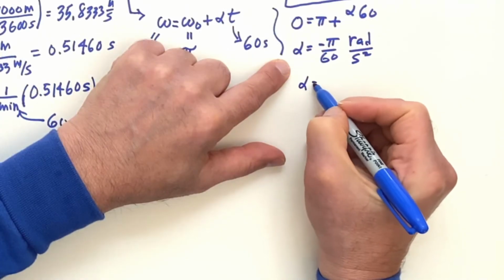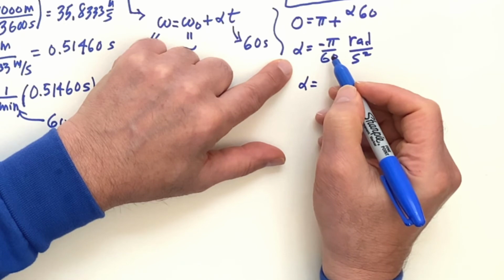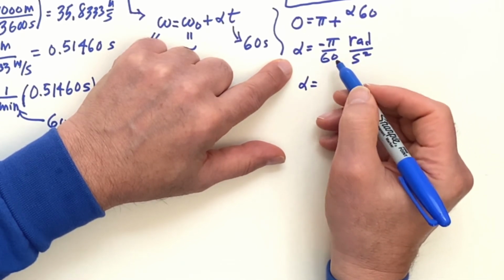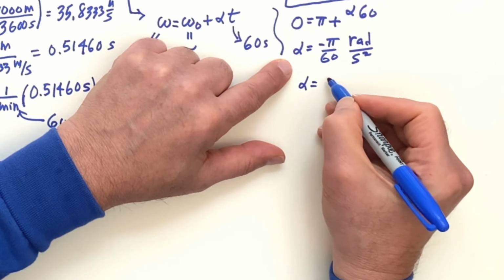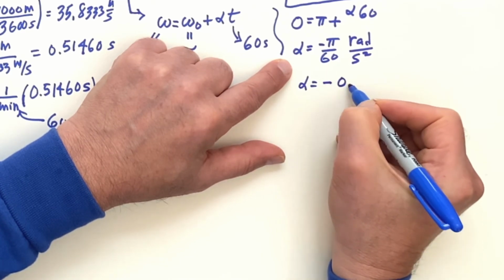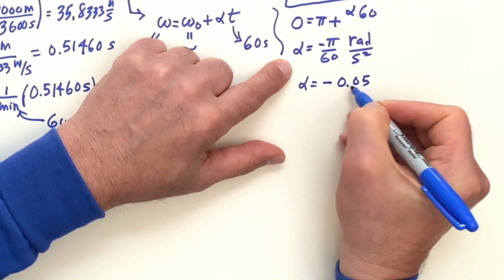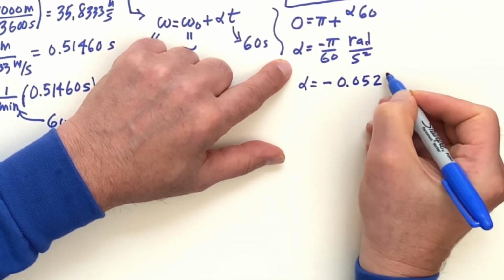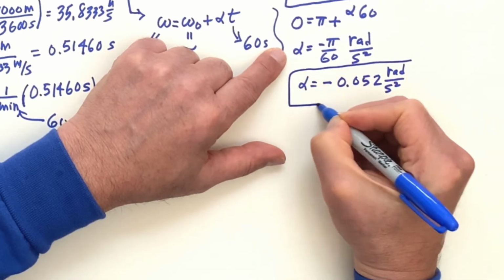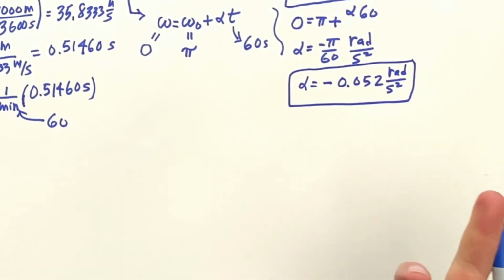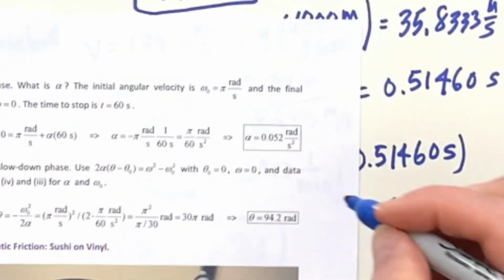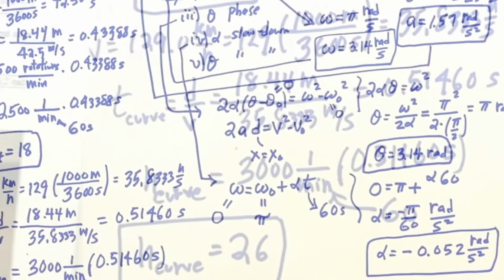And that would be rads per second squared. So if you take pi over 60, it's close to a 20th. And that becomes minus close to a 20th, 0.05 rad per second squared. Assuming constant acceleration, but really it's an average. And it's a deceleration, it's negative because it's slowing down.